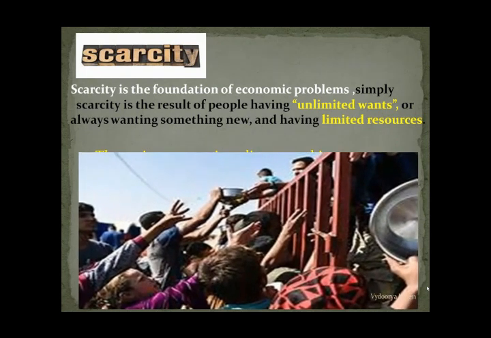This picture proves the concept even more. The hands are waiting to grab the container, more than one, but there is only one container. This is the scarcity of those containers.